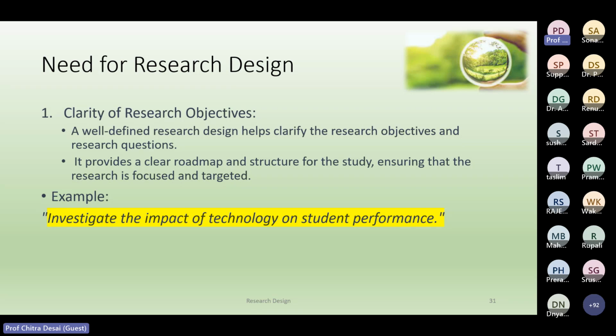Now, when you look at this research objective, what will we say? Do you get any clarity on investigating the impact of technology on student performance? Is it clear enough? Anybody? When we talk about clarity of research objective, can anybody tell if it is clear enough?